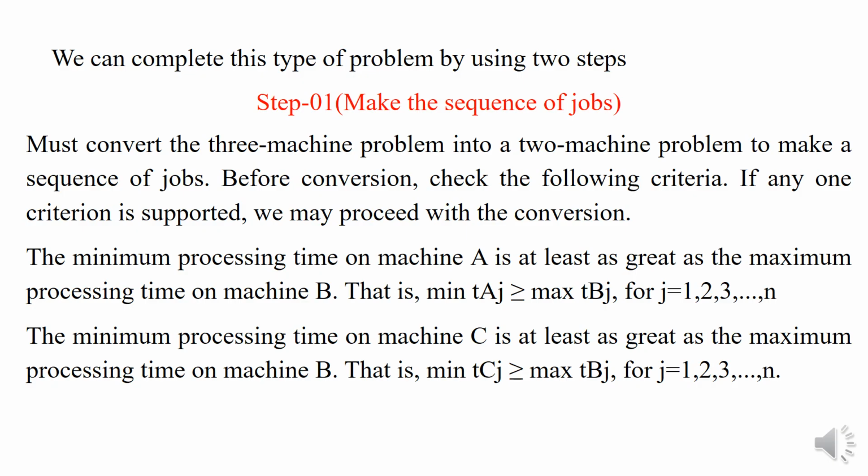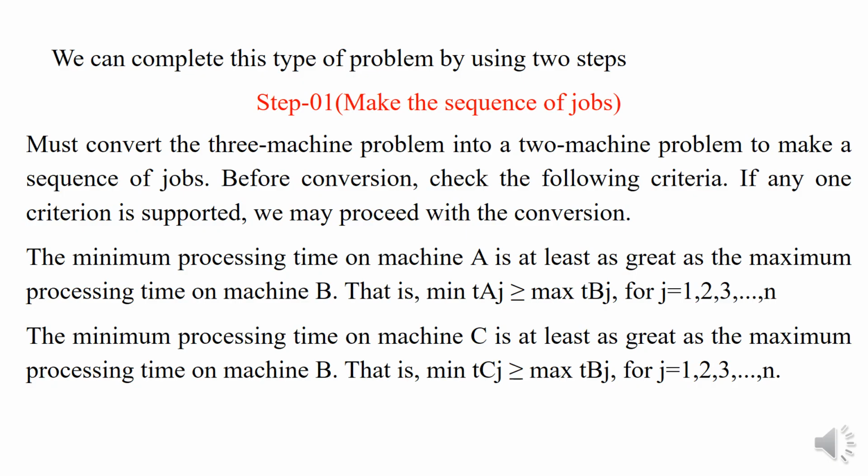Another condition: the minimum processing time on machine C is at least as great as the maximum processing time on machine B. Simply, we can say that the minimum processing time on machine C is greater than or equal to the maximum processing time on machine B. If either condition holds, we can mathematically treat the system as a two machine sequence to find the optimal order.